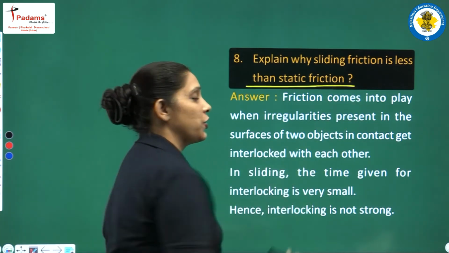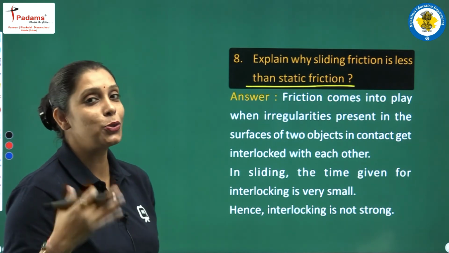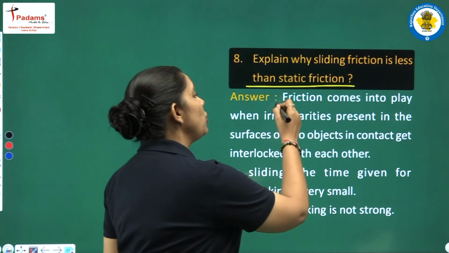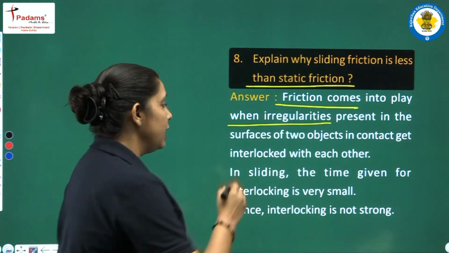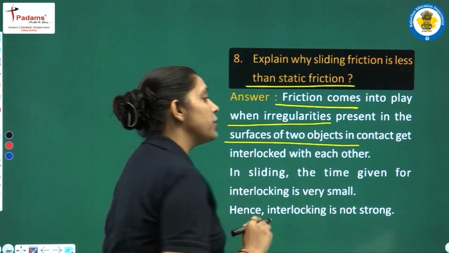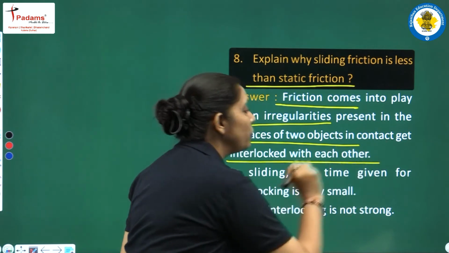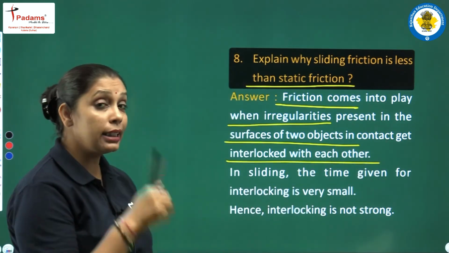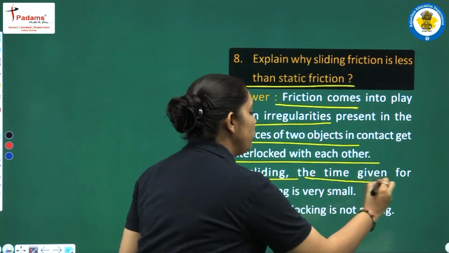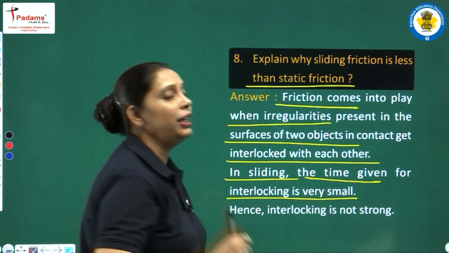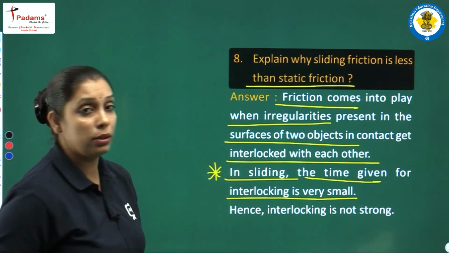Again a very easy question, class 8th, and it's easy for you also to answer it. Friction comes into play when irregularities present in the surface of two objects in contact get interlocked with each other. Again the same line, okay. In sliding, the time given for the interlocking is very small. This one is the important line that you always have to remember.